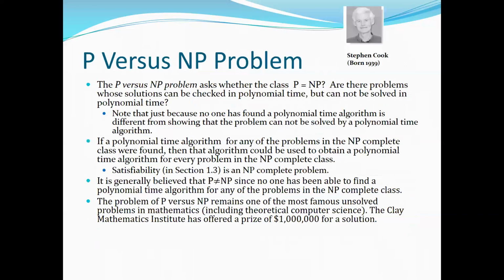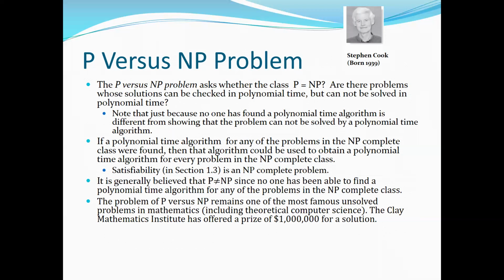All right. So these are interesting problems, P and NP problems in computer science. The P versus NP problem asks whether the class P is equal to NP. I mean, polynomial is equal to non-polynomial. Remember, in the NP class, we can test the solution in polynomial time, but the algorithm is non-polynomial, right? So are these problems whose solutions can be checked in polynomial time but cannot be solved in polynomial time?